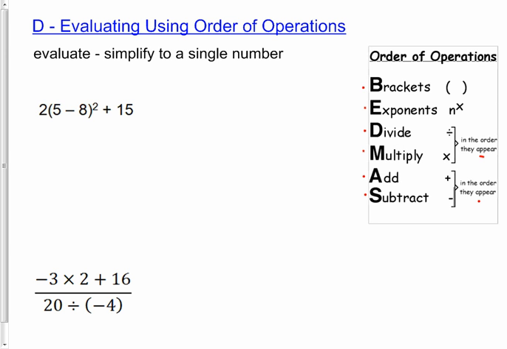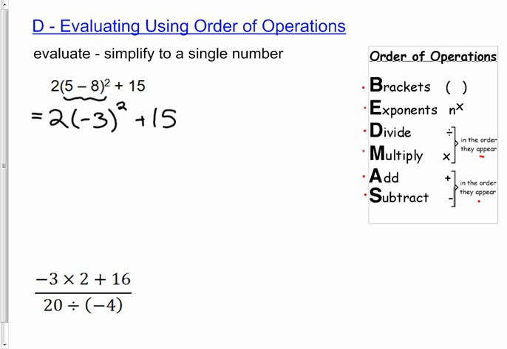We've got 2 times (5 minus 8) squared plus 15. And first, we just run through our order of operations here. We do brackets first, so we look at our brackets here, and we see that there's an operation that we can do inside the brackets. We can do 5 minus 8, so that's the first calculation we're going to do. I'm going to keep everything else the same. My 5 minus 8 gives me a negative 3. As I said, the rest of it just stays the same.